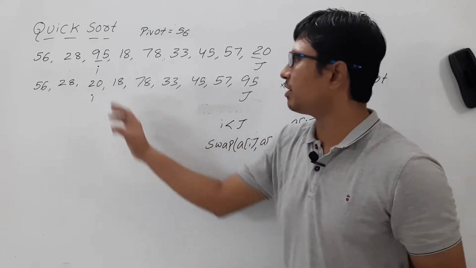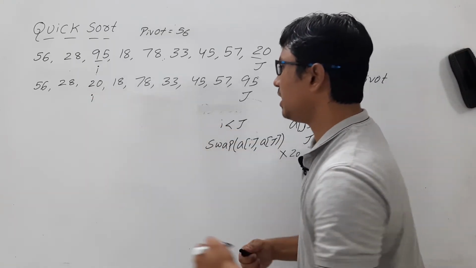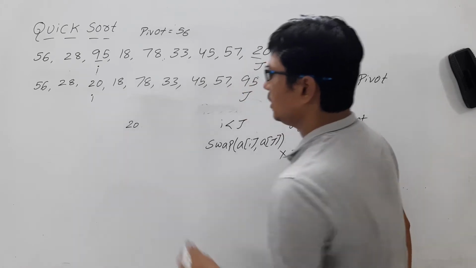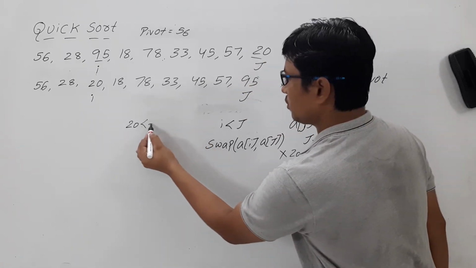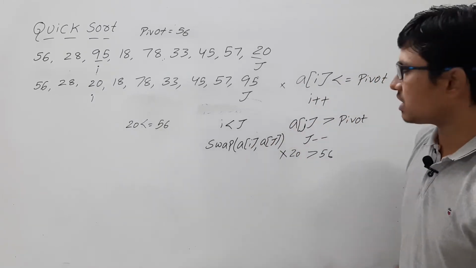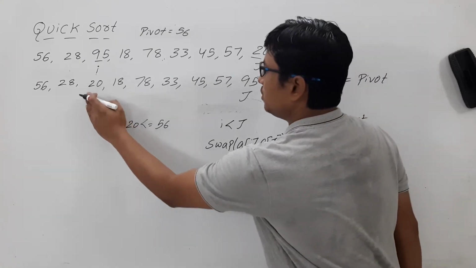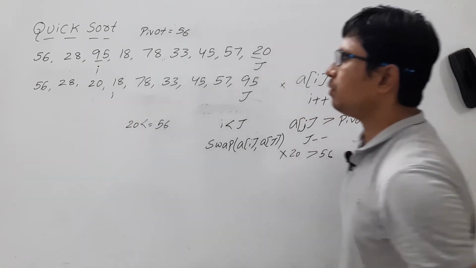Now again we will perform the same process. A of I we need to check. What is the A of I value? It is 20. 20 is less than or equal to 56, so the condition is satisfied. If this condition is satisfied, what should I do? I need to increment the I value. So I have incremented. Now again look at it.